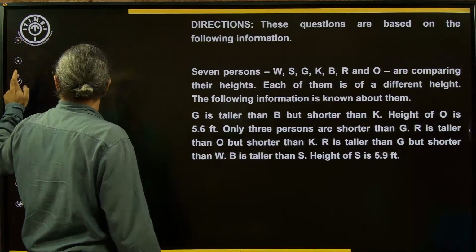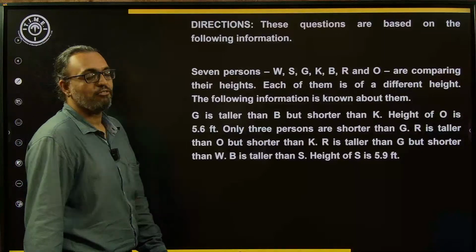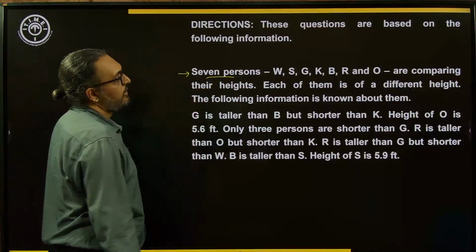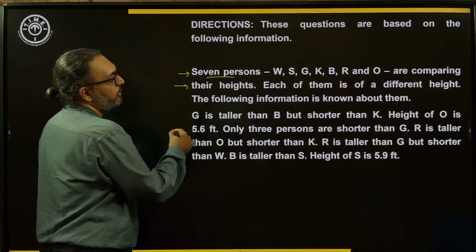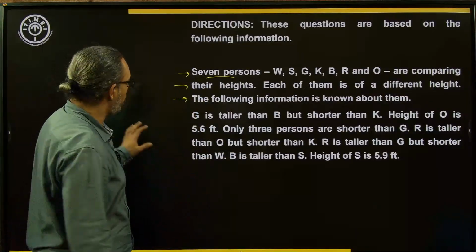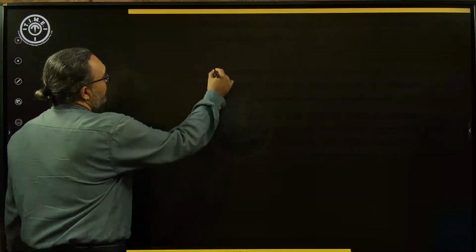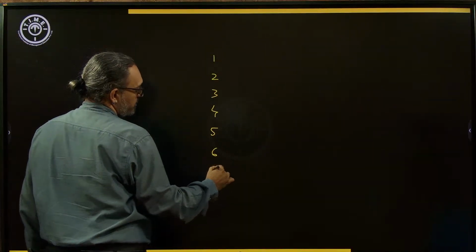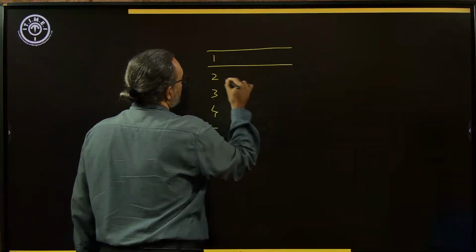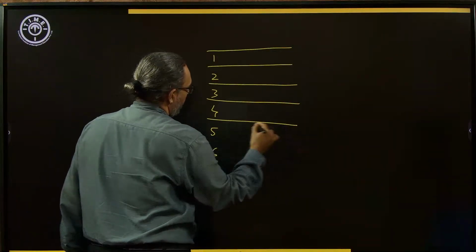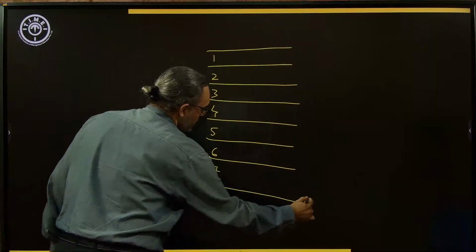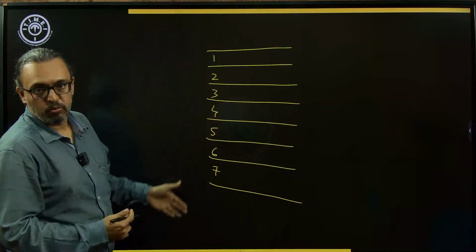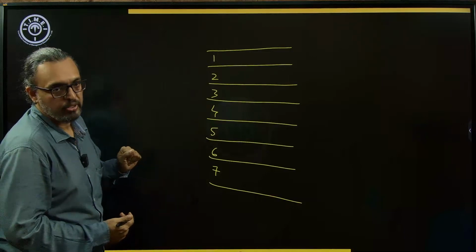Okay. So those are the questions you have in that. Next, we have 7 persons comparing their heights. Each of them is of a different height. The following information is known. Okay, so it's about comparisons. 7 persons, one being the tallest, and as you go down, the height keeps on decreasing, 7 being the shortest. That is how we usually arrange comparisons, from top to bottom in the decreasing order of the parameters.